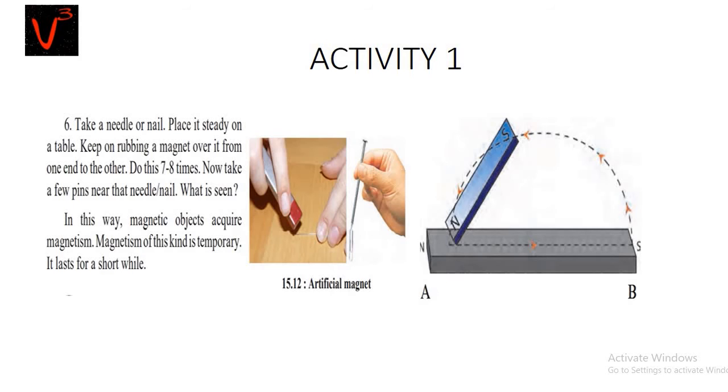And as soon as you take that needle near the pins, it will attract. But after some time, the pins will fall down because the magnetic property, or the magnetism that was stored in the needle, will vanish. That is, we are able to form an artificial magnet which is temporary.